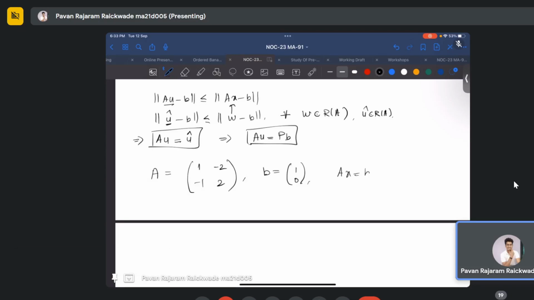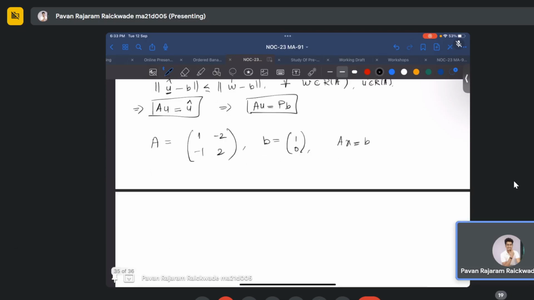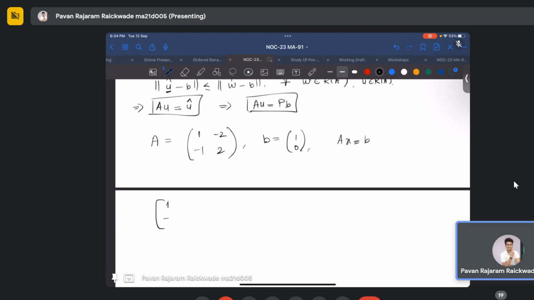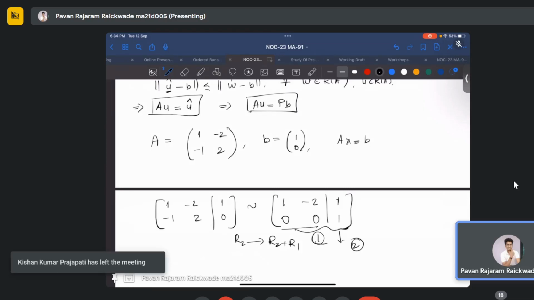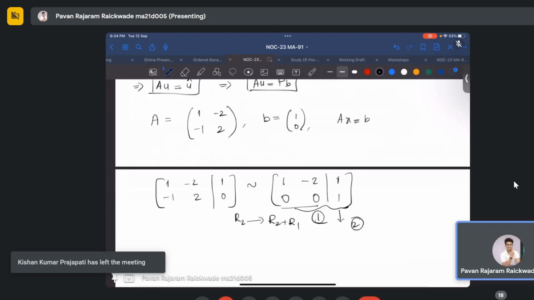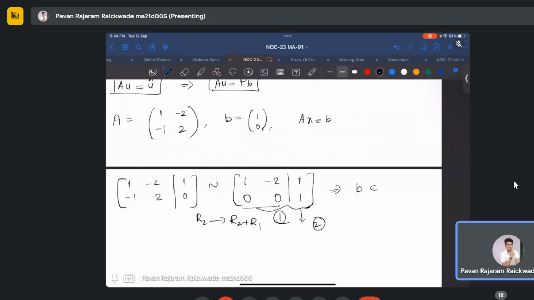You want to solve the system Ax equals b and see if it has a solution or not. So what is the system? 1, minus 2, 2, then 1, 0. Then you reduce into row echelon form: R2 changes to R2 plus R1. Then you get 0, 0, then 1. See, the rank of this matrix is 1, but the rank of the augmented matrix is 2, and the system does not have a solution. This implies b does not belong to range of A.